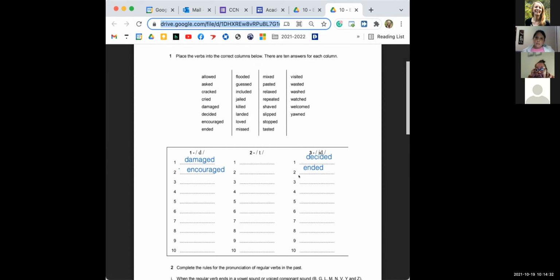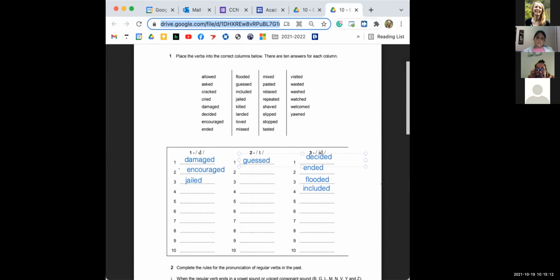Flooded. Third column. Included. Third column. Guessed. Jailed. First column. Jailed. What about guessed? Second column. Yes. T, second column. Guessed. Good.